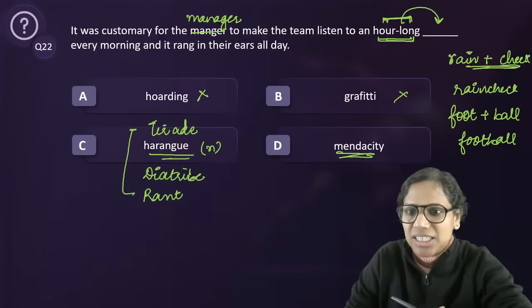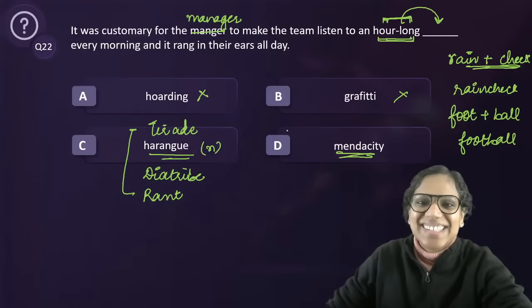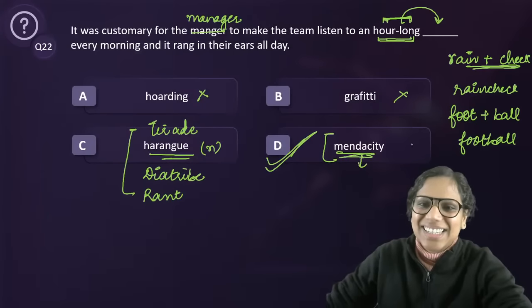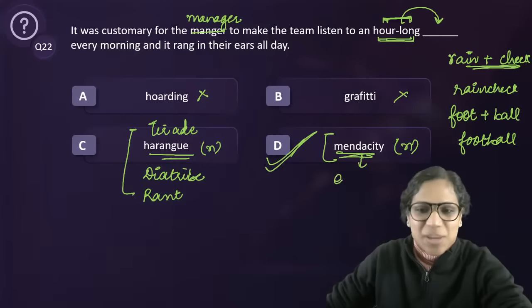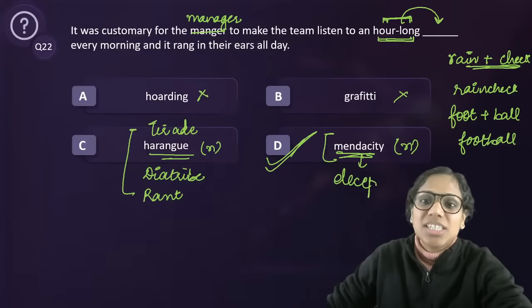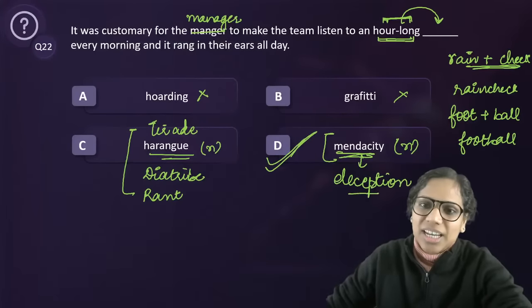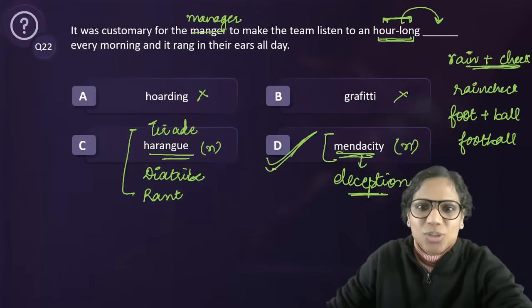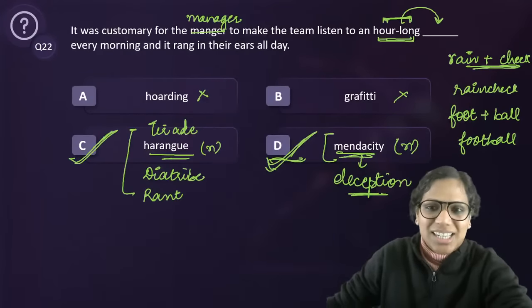Deception, trickery. Yes. Ashish from a local optician. Mendacity means deception. Absolutely correct. Mendacious is untruthful, so this of course is not the answer here. I'm just telling you the meaning. Our answer is C only. Okay?